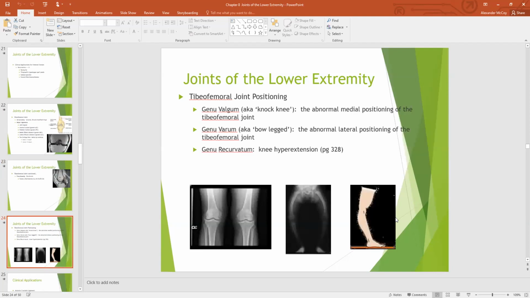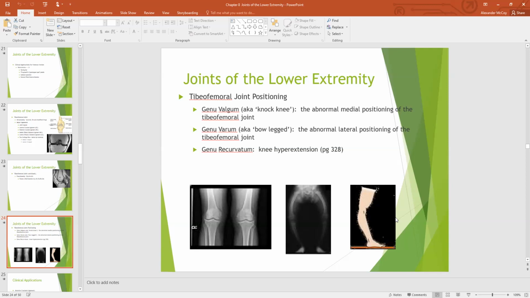Let's talk about the knee joint and some things that we can see. Remember how I said the bow leg, knock kneed? You have this medial positioning of that tib-fem joint, and that's basically where your knees knock in together. Genu valgum. I remember this because gum, like your knees have gum sticking them together. That's why I remember it. Hopefully that helps you. Valgum, so that means knock kneed.